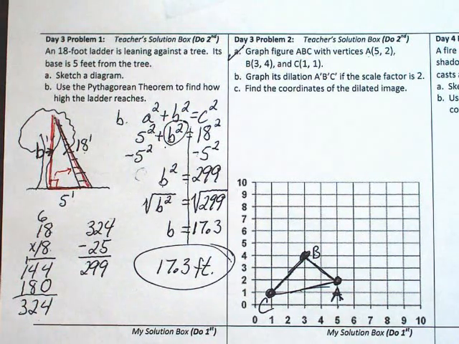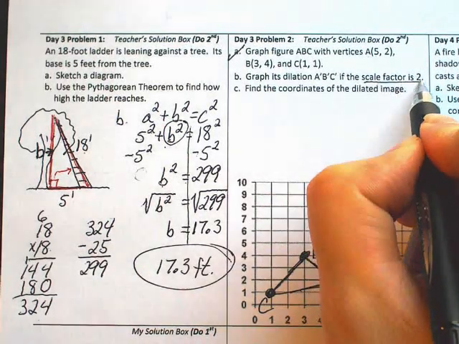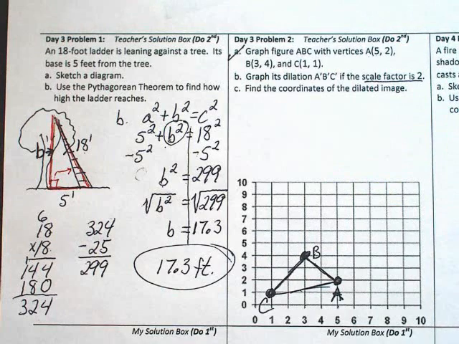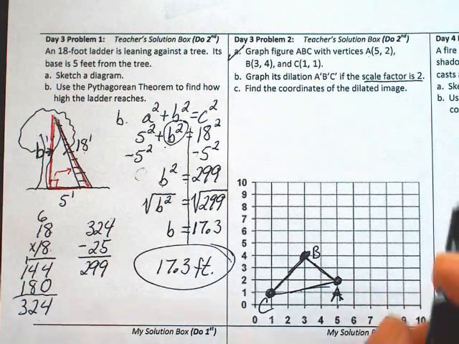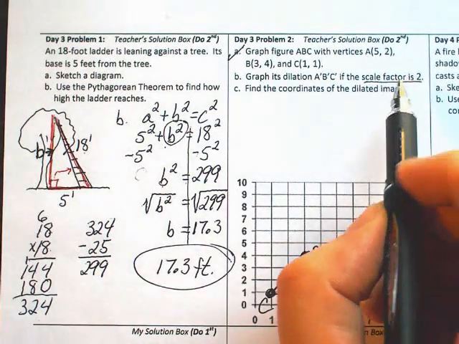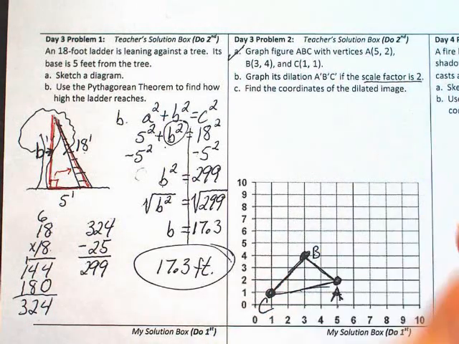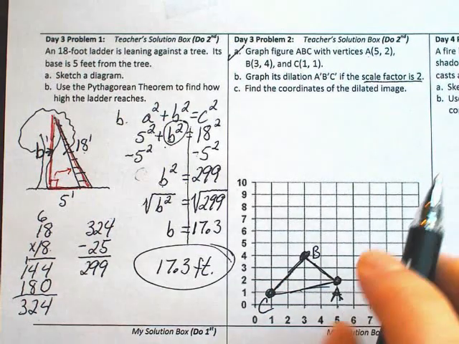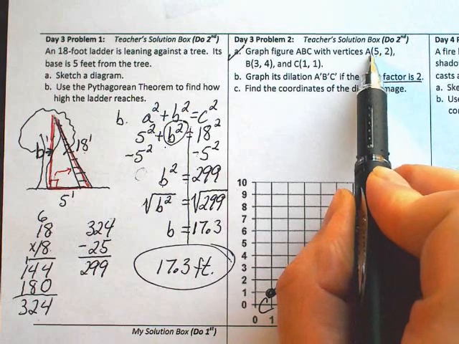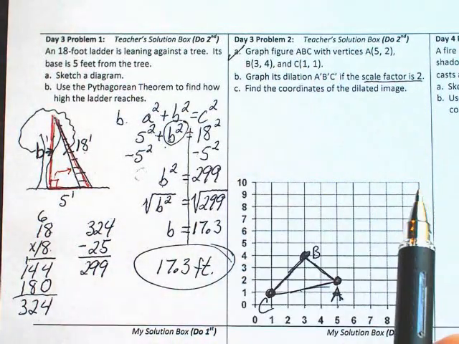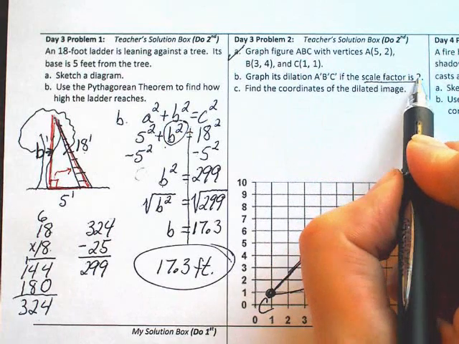Now part B, graph its dilation, A prime, B prime, C prime, if the scale factor is 2. Now what a dilation is, it is going to be a new triangle. It will be the same shape as our original triangle, but it's going to have a different size. And to find its size, we're going to use a scale factor of 2, which means to multiply by 2. So I can find this new and larger triangle by taking the coordinates that I used to find point A, point B, and point C and multiplying by the scale factor of 2.